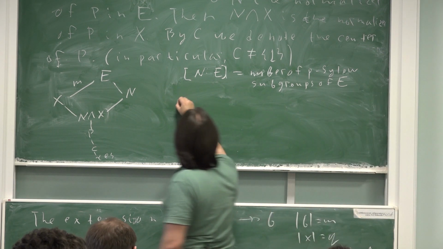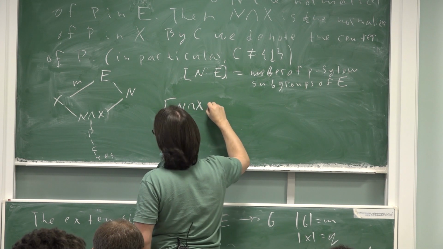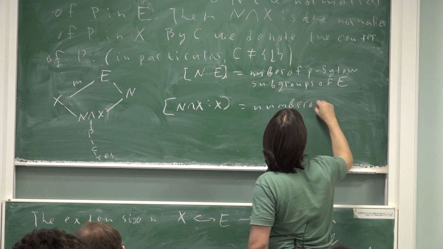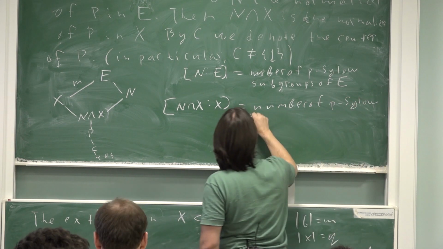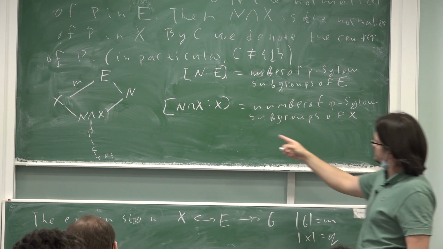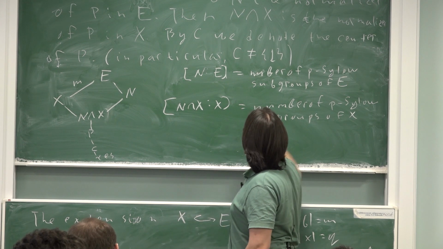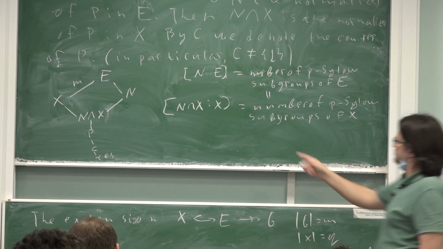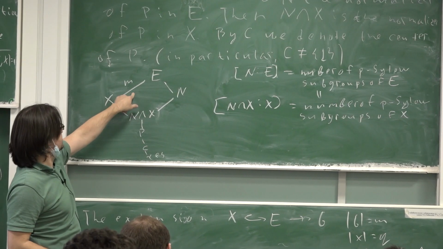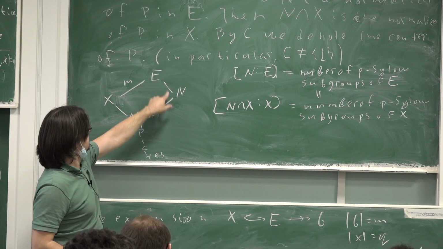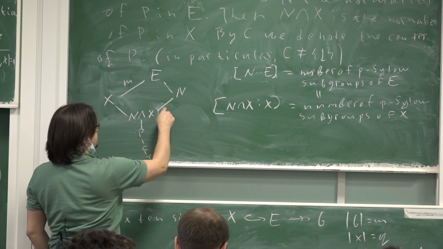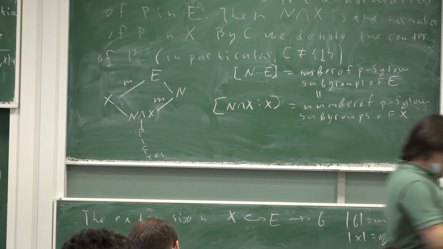And analogously, the index of N intersect X in X is the number of Sylow p-subgroups of X, because N intersect X is the normalizer of P in X. So these two numbers coincide. And if you multiply the index here by m, it will be the same as multiplying the index here, and since the indices coincide, the remaining indices are m.